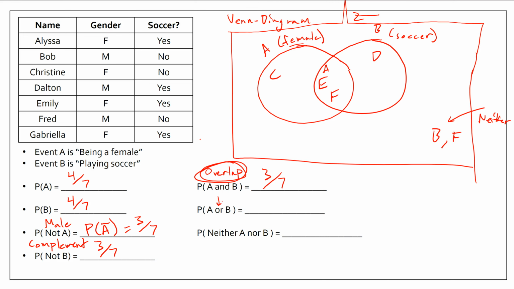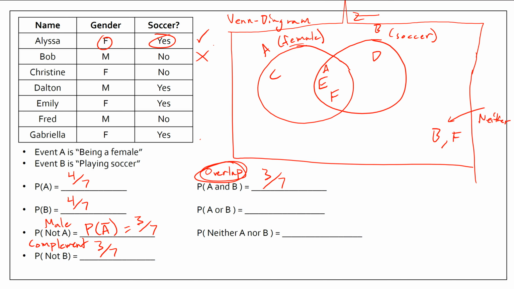But let's think about what A or B means. That means if I pick a person that's female, I have a person that works for the probability. If I pick a person that plays soccer, I have a person that fits for the probability. Or I can pick both, right? Okay, so let's look at who. Alyssa, is she female? Yes. So she's in the probability right away. It just so happens she also plays soccer. Bob, well, he's not a female. He's not a soccer player either, so he's neither, so he doesn't work.